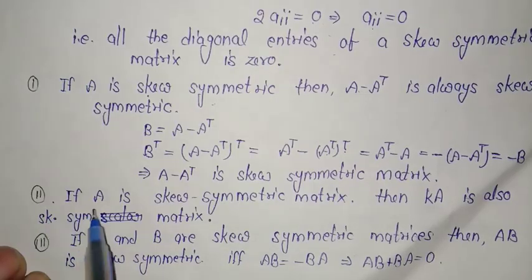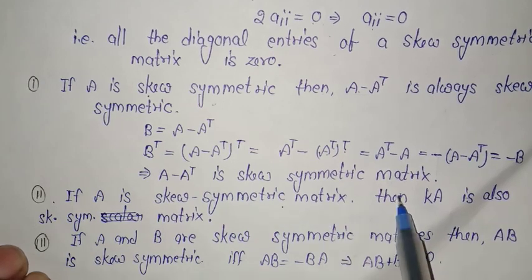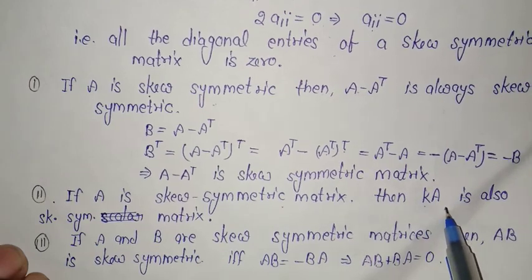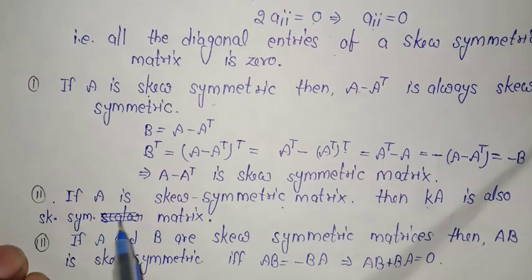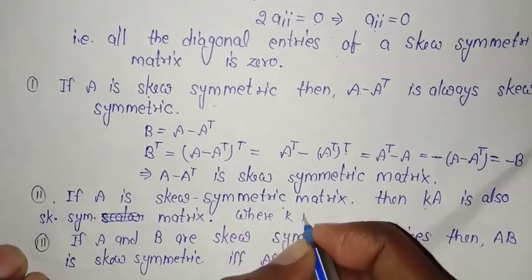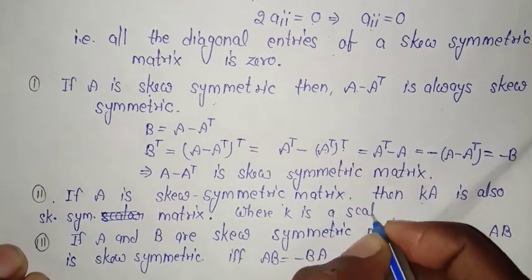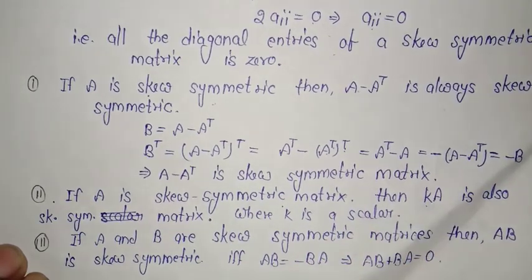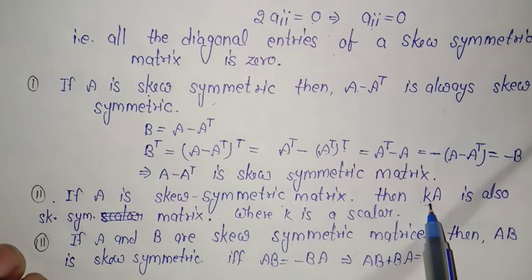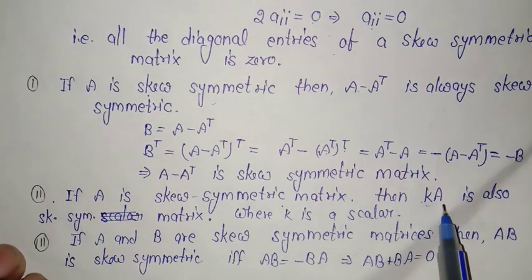Now the next property is, if A is a skew symmetric matrix, then the scalar multiple, where K is any scalar, of a skew symmetric matrix is also a skew symmetric matrix. K is a scalar. So this property you can prove by yourself. Just consider a skew symmetric matrix whose diagonal elements are 0. Then take any scalar K and multiply it with the given skew symmetric matrix. You will get that the matrix obtained will be a skew symmetric matrix.